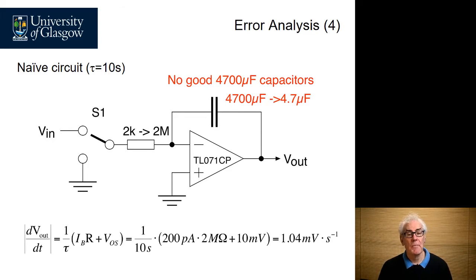And now if we crunch our numbers, we can see that the change of voltage per time is equal to 1 over 10 seconds, which is tau, times the bias current, times the resistance of 2 megohms, plus the offset voltage of 10 millivolts, which gives us about 1 millivolt per second variation in the output voltage.